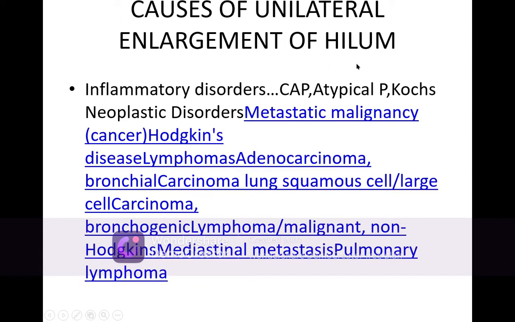The causes of unilateral enlargement are manifold, like metastatic malignancy and atypical pulmonary tuberculosis. Other conditions which can cause it are pneumonias, community acquired pneumonias, and draining towards the lymph nodes. Hodgkin's can cause it, and lymphomas, adenocarcinoma, bronchial carcinoma, and it's secondary in the hilar bronchogenic lymphomas, etc. So these are the long list of unilateral causes.